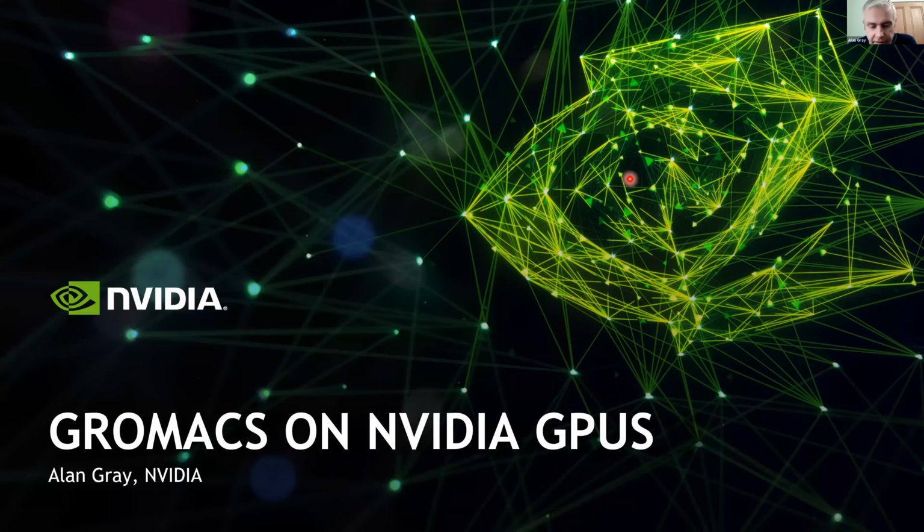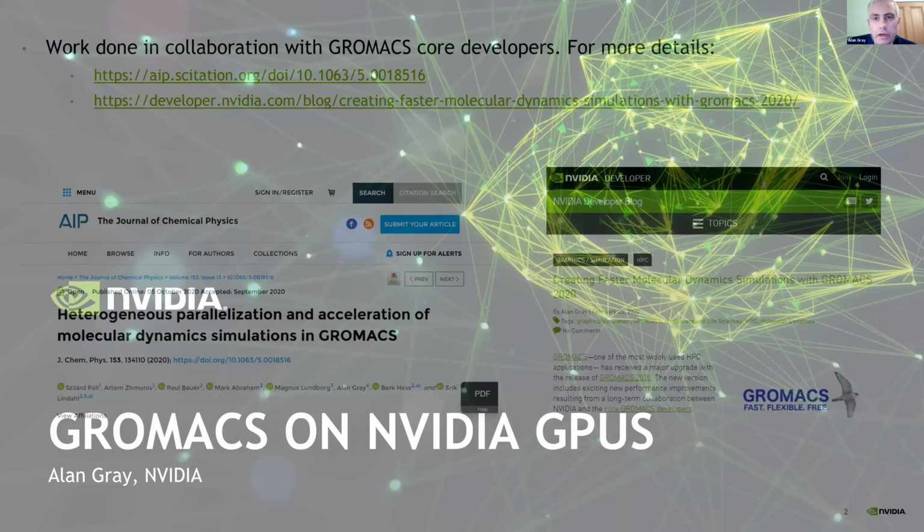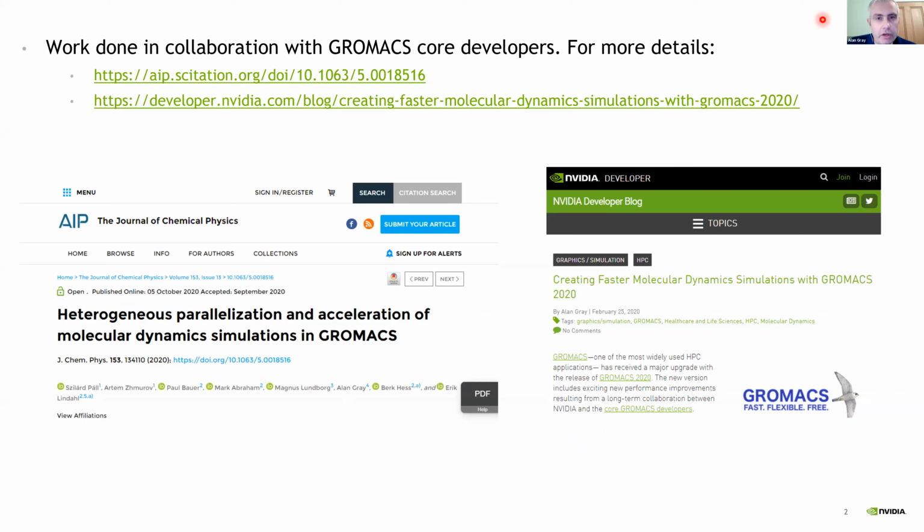I work in the developer technology team in NVIDIA. Similar to Paul, I used to work at EPCC, the Parallel Computing Centre at the University of Edinburgh, and I joined NVIDIA 4 years ago, and I work on scientific applications. The last few years at NVIDIA, I've been working on Gromacs primarily, so that's what I'm going to be talking about today.